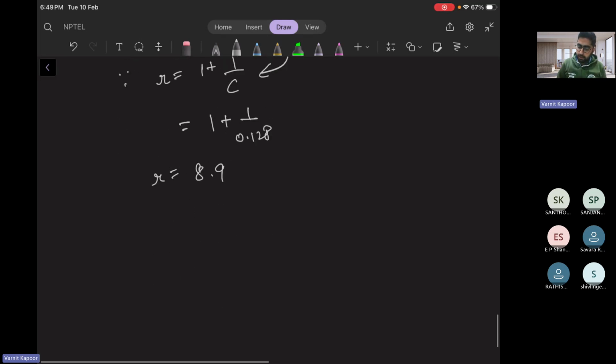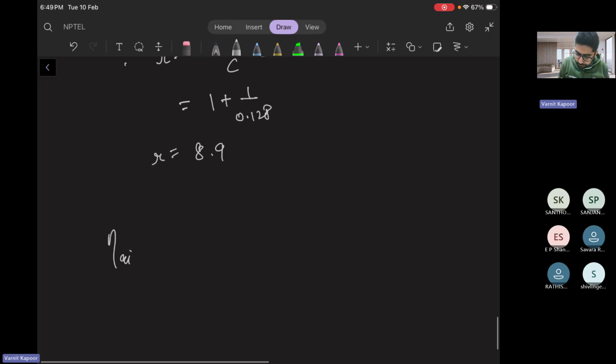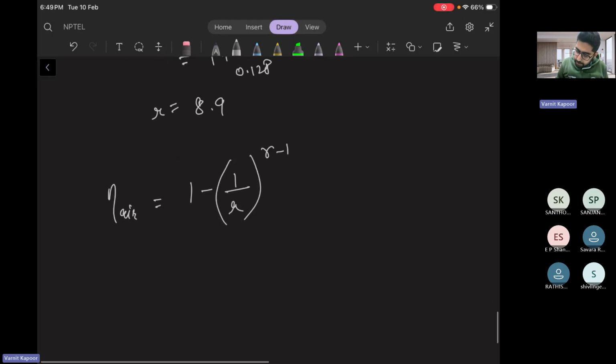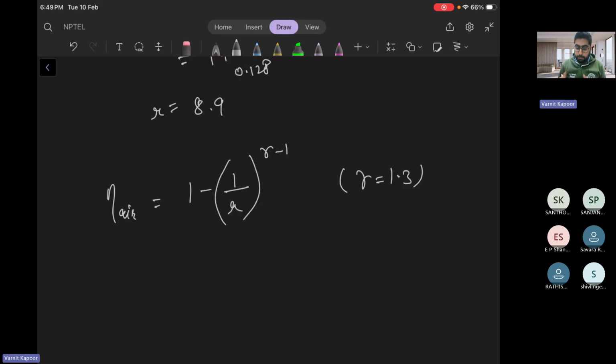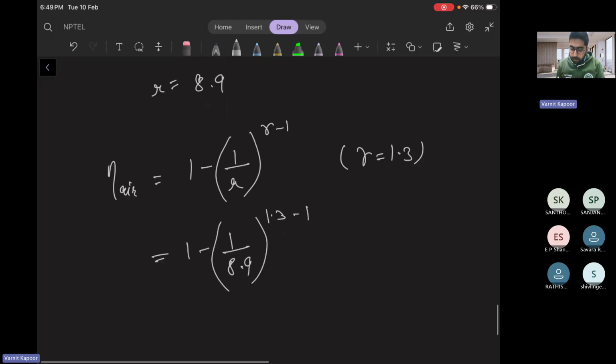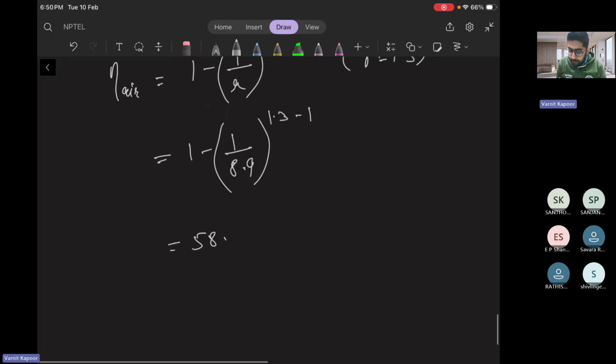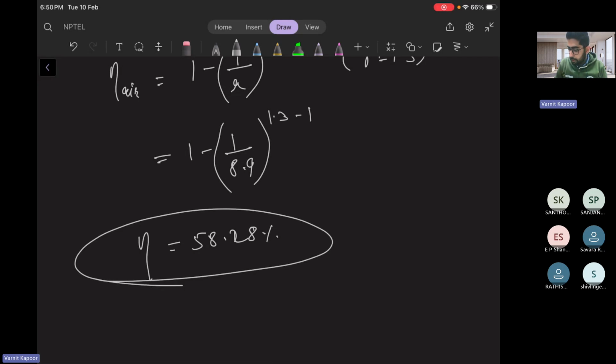Now you put this value in the air standard efficiency. Air standard efficiency is 1 minus 1 by R to the power of gamma minus 1. Here gamma is equal to 1.3 for our current process. It is not Otto cycle. So 8.9 to the power of 1.3 minus 1. So the final answer will come out to be 58.28%. Any doubts? Please ask. It was a very good question, actually.